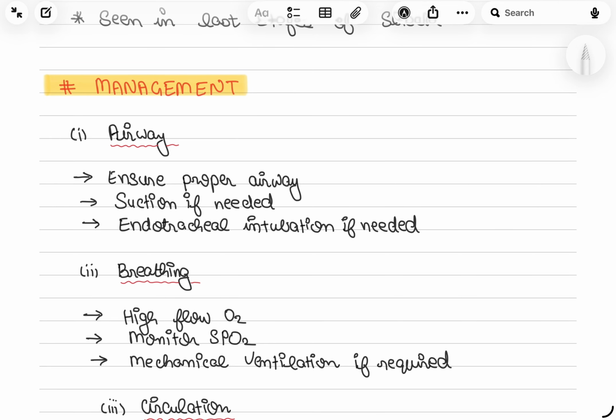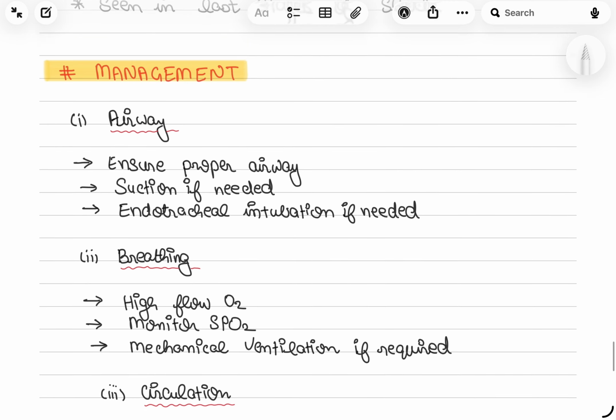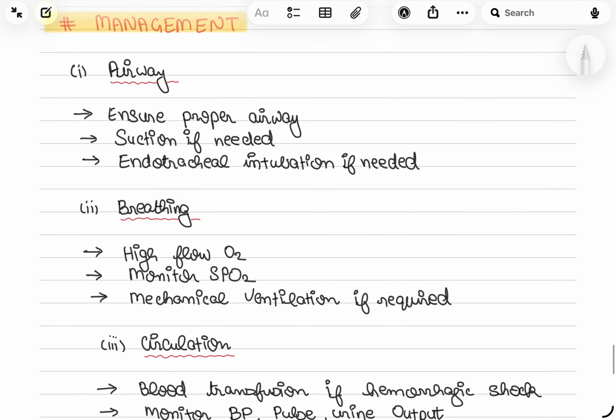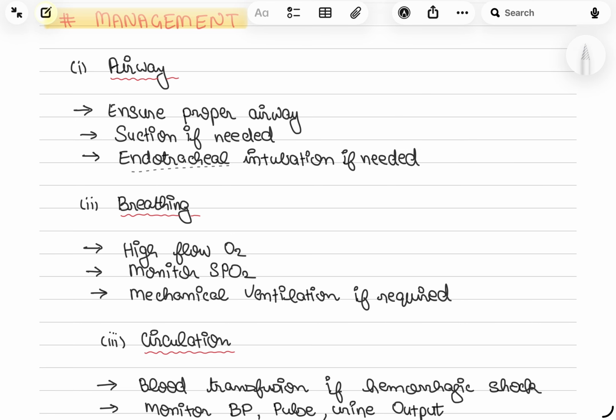So we'll come to the management. We have done with the types, we have done with the clinical features, now we'll come to the management. First is the airway. We should ensure a proper airway of the patient. The airway should be cleared, and sputum should not be accumulated. Second is suction if needed, and endotracheal intubation if needed.